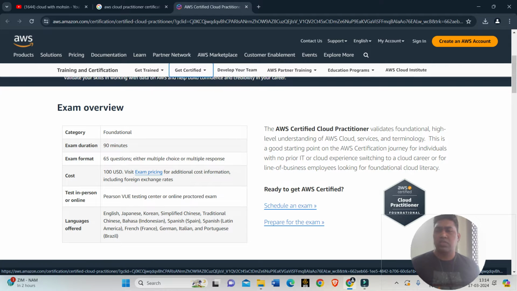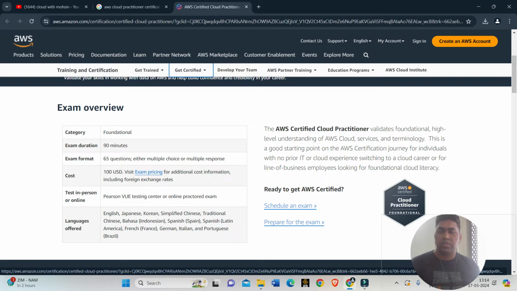Okay, just to start with, let me give you an overview of this exam. As you can see on the screen, the category is foundational. Exam duration is 90 minutes. Exam format is 65 questions, and it is either multiple choice or multiple response. Okay, so what does this mean? We need to select either one correct answer from four or two correct answers from a set of five. And please note there is no negative marking.